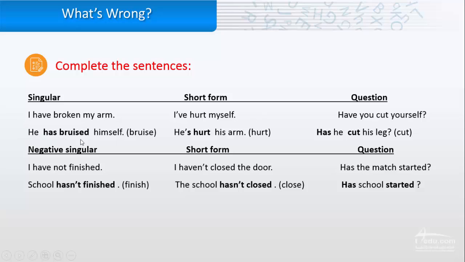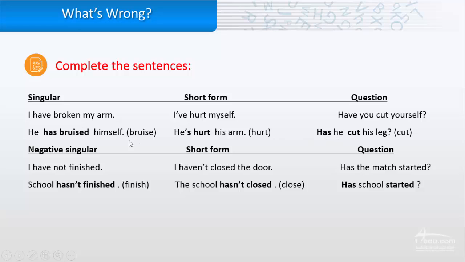He has bruised himself. So the verb here is bruise. It's going to be bruised with ed. In the shortened form, it's going to be he's hurt his arm. The hurt here is irregular. Has he cut his leg? Again, cut here is irregular, and we started with has because we have here he.